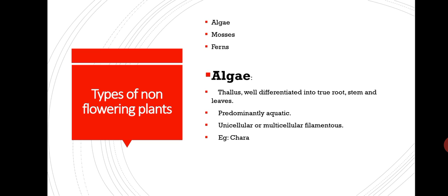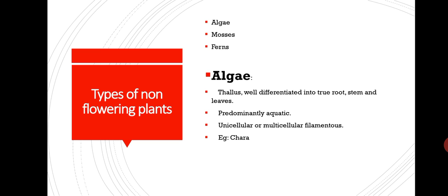So what does algae mean? A thallus which can be well differentiated into root, stem and leaf. What is the thallus? On the water surface, a green colored layer is called algae, and that form is also called a thallus. This differentiation into root, stem and leaves can be seen in a few algae.